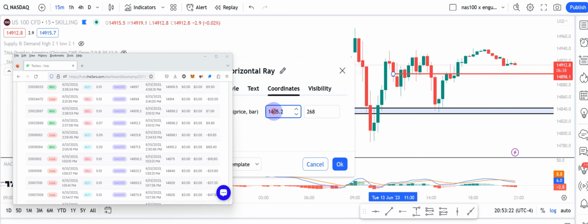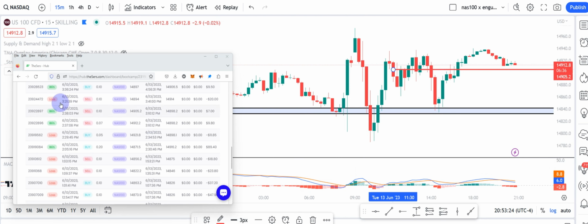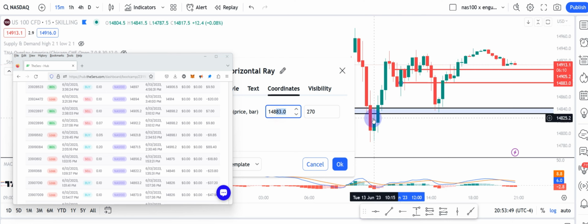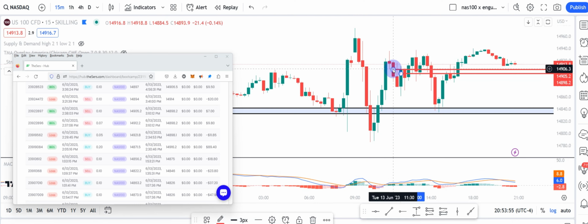14,905.2. So I entered this one to the sell side, and it looks like I got profits off of this one at 12. Let's find that 12 o'clock candle. That was this one, 14,898.2. So I entered here to the sell side, closed it here when it looked like it was about to reverse.